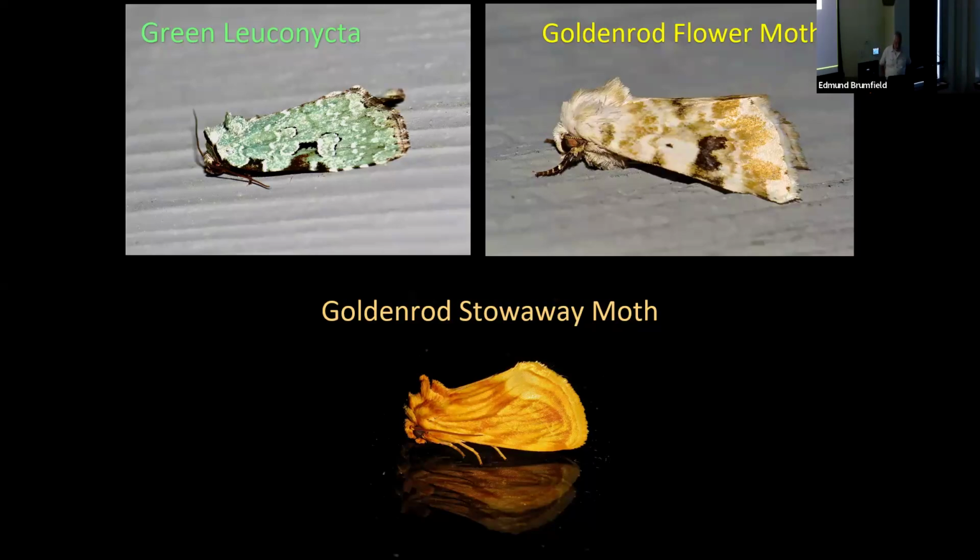The green leuconycta, notice how I said that with conviction. Very abundant this year. This is the best year I can remember for green leuconyctas. They're all over the place. The goldenrod flower moth hosts on goldenrod. Now the goldenrod stowaway moth, great name by the way, doesn't host on goldenrods, but it spends the day in the inflorescence of goldenrods where it's ideally camouflaged.